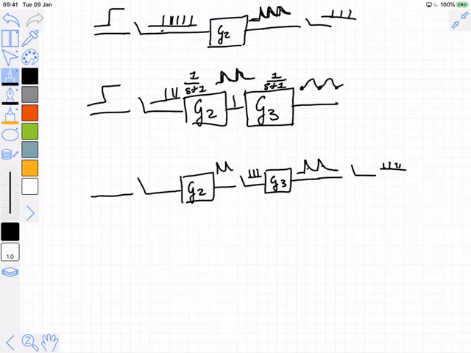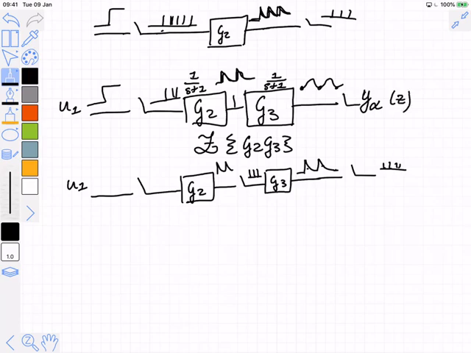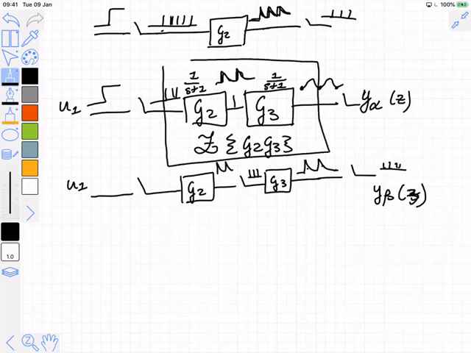Mathematically, we would be taking the Z transform of G2 G3 in this case, and that would relate this U to this Y. So let's call this Y alpha of Z, the sampled version of that, and let's call this Y beta of Z. In this case, that equivalent transfer function requires me to evaluate the transfer functions in series and actually calculate the product of the Laplace transforms and look that up on my table.